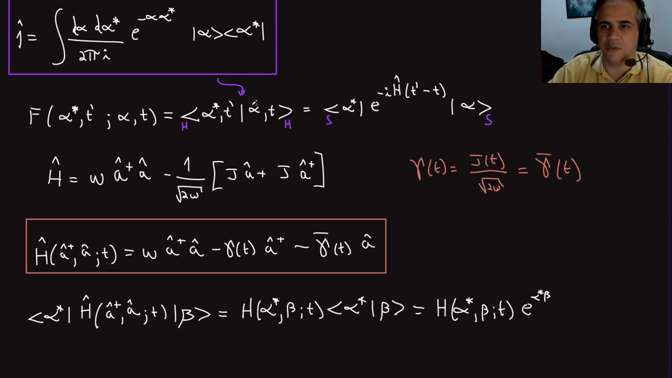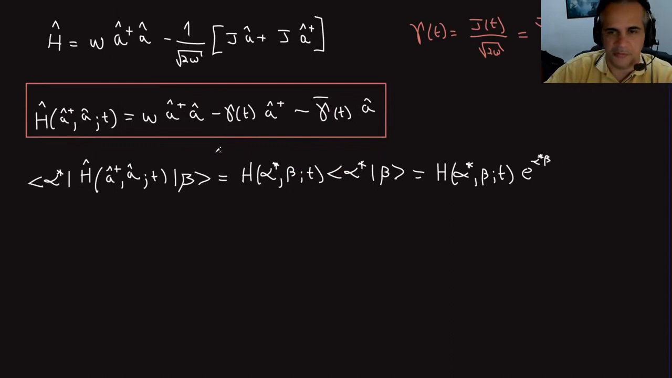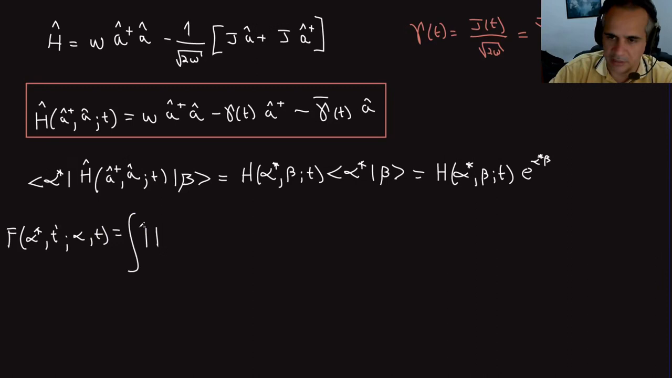In this case, it will be a little bit more complicated. For each insertion of these, I get two integrals instead of one. Then I have an infinite number of integrals. But I also get an extra exponential that was not there before, right? So let's see how that looks. So now my f of alpha star t prime, alpha t will be just a bunch of integrals. And here's the product of integrals. I'll use I to count them. They go from 1 to n, right?